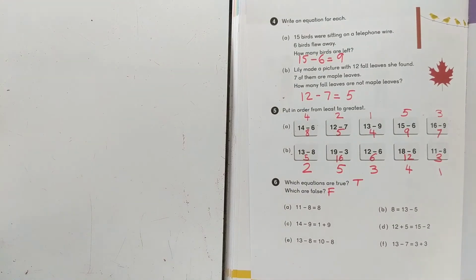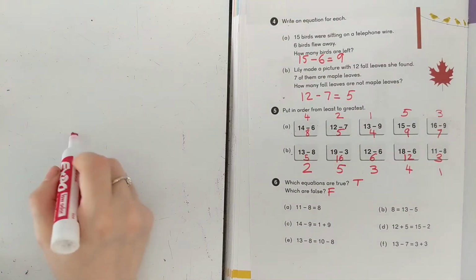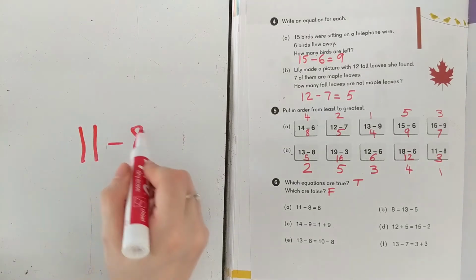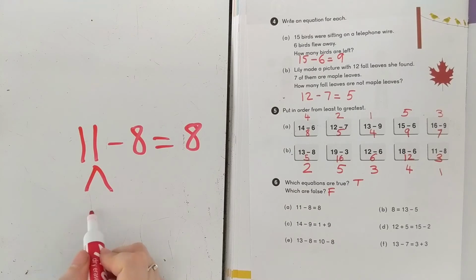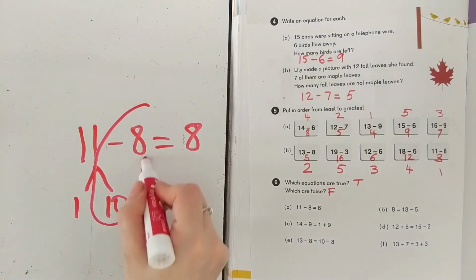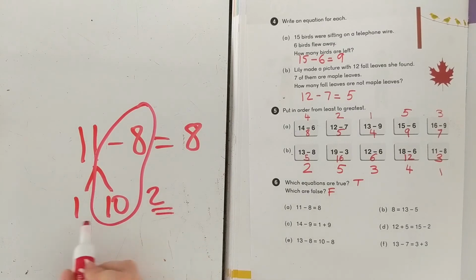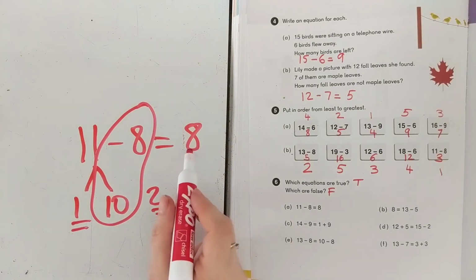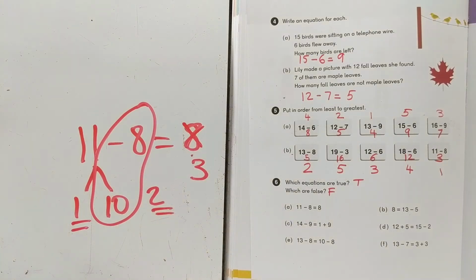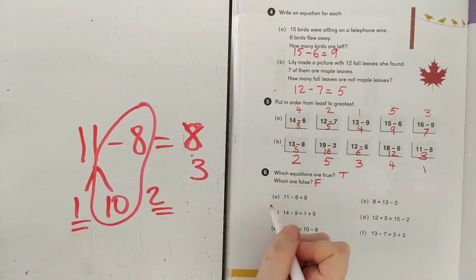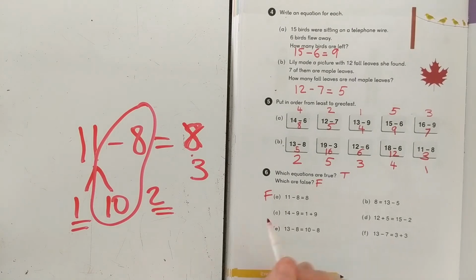11 minus 8 is 8. That's what they said. So inside of the 11, there is a 10 and a 1. 10 minus 8 is 2. 2 plus 1 is 3. So our answer can't be 8. It's supposed to be a 3. So I know letter A is false. So I'm going to write F next to the letter A.